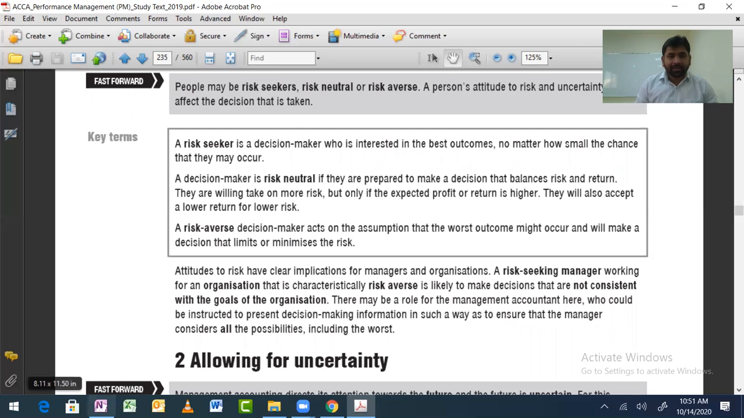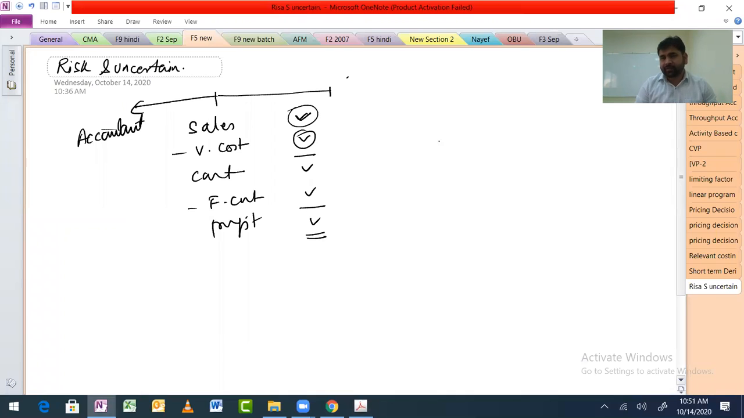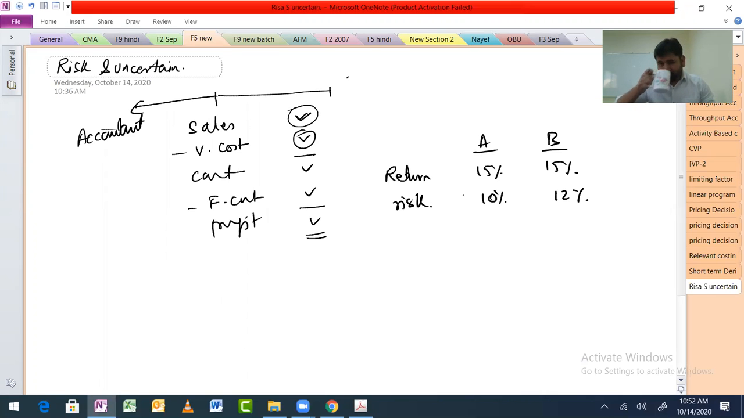Fine. So just to give you an idea of these things, let's take three situations. Say project A and B. The return is 15%, 15%. Now, if the risk is 10% and 12%, which option will you choose? A or B? A. Why? Because risk is low. Correct answer.